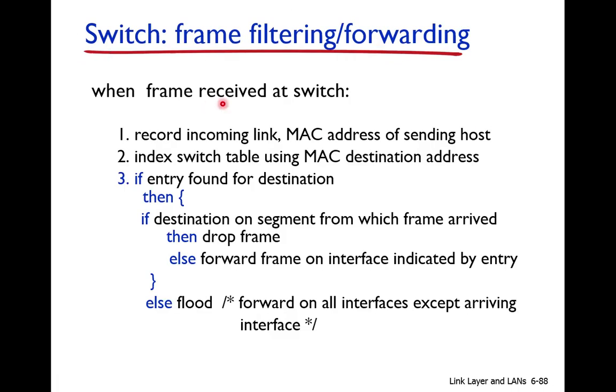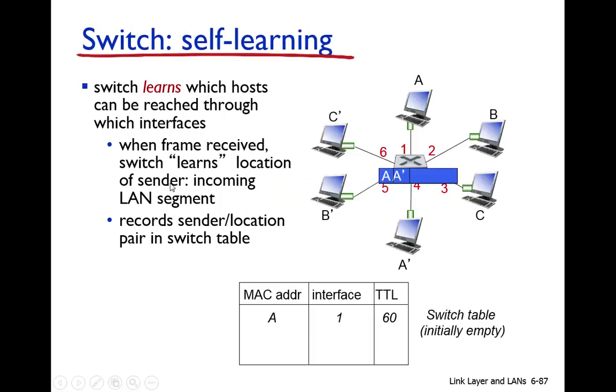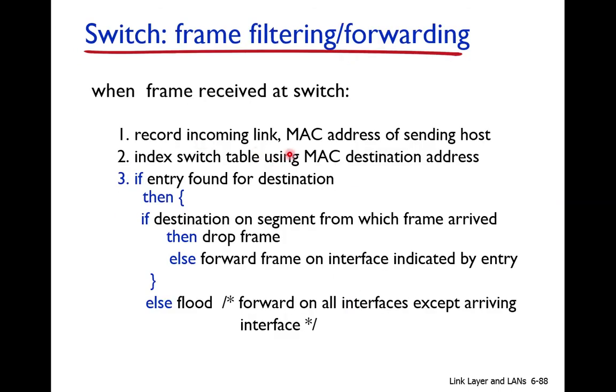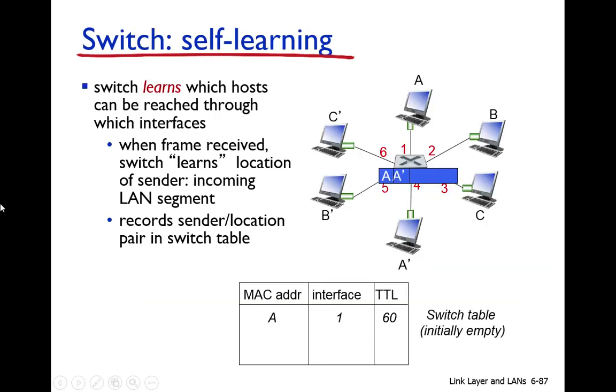When a frame is received at a switch, record the incoming link and MAC address of the sending host, and index the switch table using the MAC destination address. If an entry is found for the destination, forward it; here the entry is not found. When the packet is received, its source address and its location are recorded. Record the incoming link and MAC address, and index the switch table using the MAC address. Now this is the destination address, and now we examine the destination address.